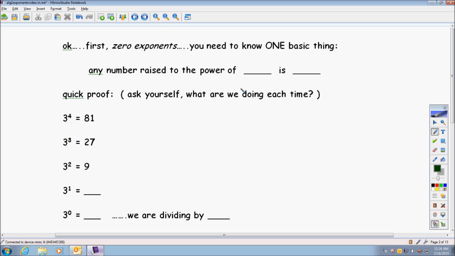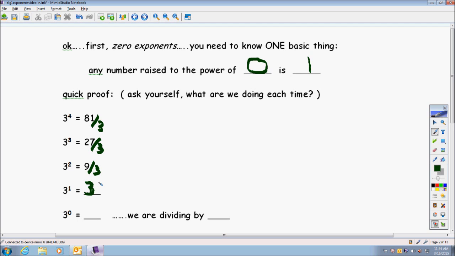We want to realize that any number raised to the power of 0 is 1. So a quick little proof. What we're going to do is take 3 to the power of 4 and get 81. 3 times 3 times 3 times 3 is 81. 3 to the power of 3 is 27. 3 squared is 9. What we're doing is dividing each one of these by 3 as we decrease the exponent. So 9 divided by 3 is 3, so 3 to the first power is 3.